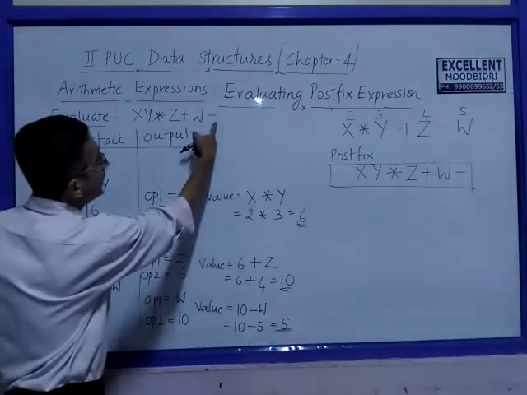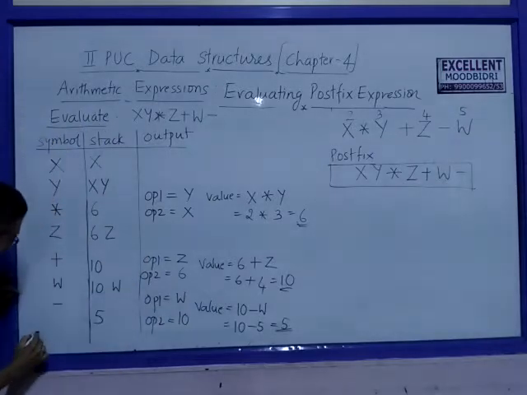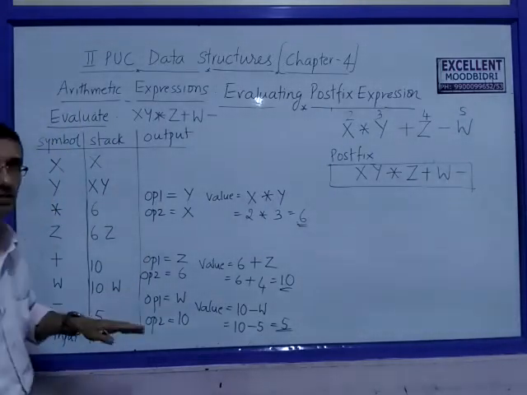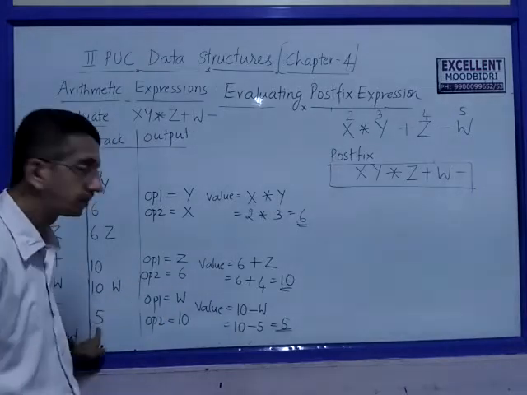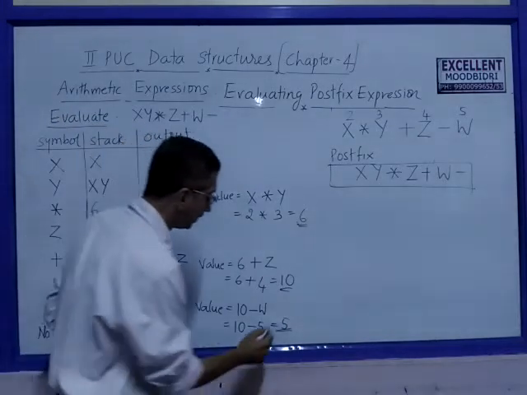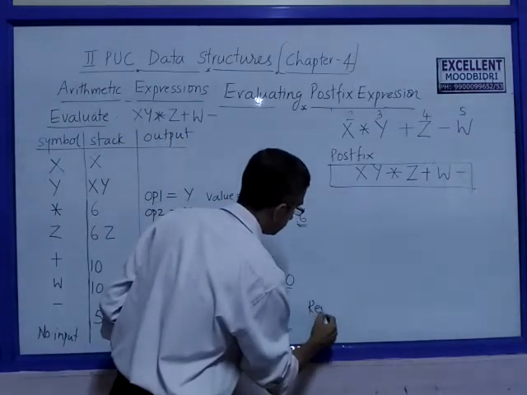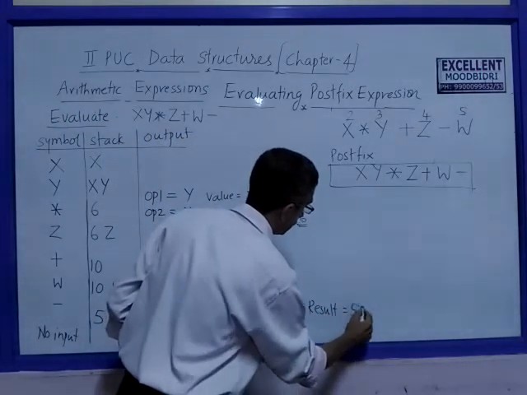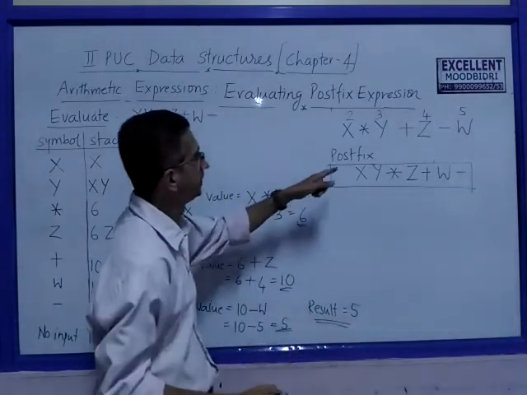So this is the end of all inputs. So there is no input. The last step is, if there is no input, pop the items from the stack. Pop, only one item is there. So the result is 5. Now you can verify this.